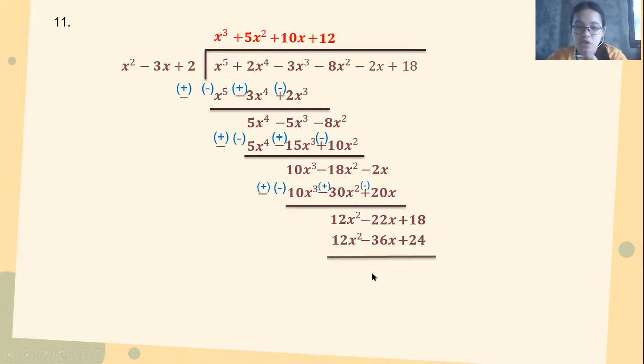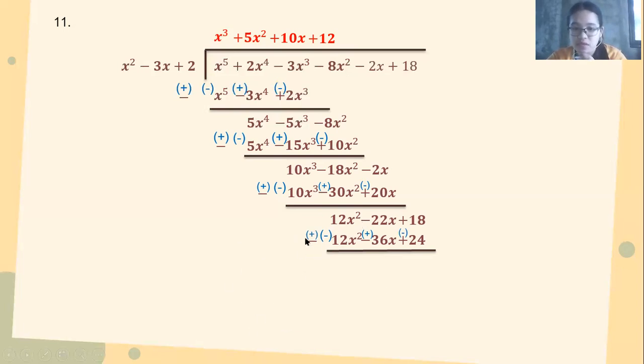Then, let's subtract and change the signs of the subtrahend. 12x squared will become negative 12x squared. Negative 36x will become positive 36x. Positive 24 will become negative 24, and change the operation sign. It will become addition.